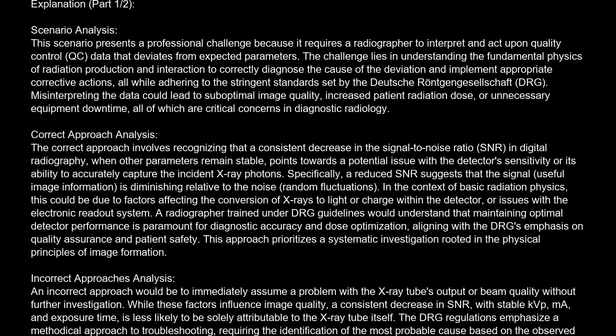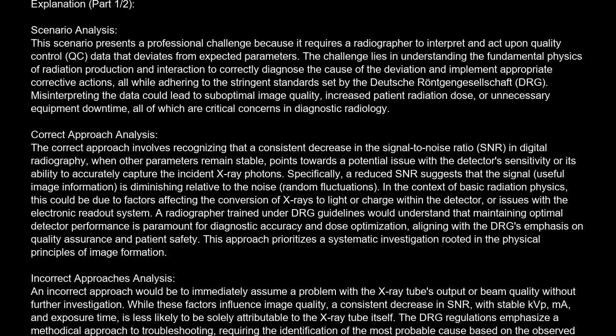Incorrect approach analysis. An incorrect approach would be to immediately assume a problem with the X-ray tube's output or beam quality without further investigation. While these factors influence image quality, a consistent decrease in SNR, with stable kVp, mA, and exposure time, is less likely to be solely attributable to the X-ray tube itself. The DRG regulations emphasize a methodical approach to troubleshooting, requiring the identification of the most probable cause based on the observed symptoms. Attributing the issue to the X-ray tube without considering detector-specific factors represents a failure to apply fundamental radiation physics principles to the diagnostic process.